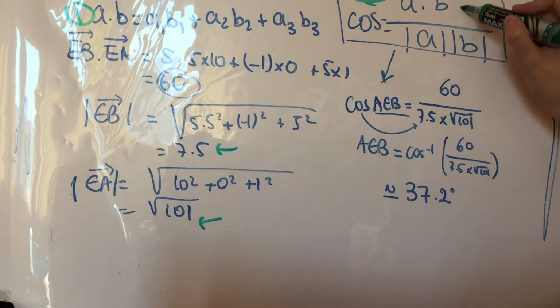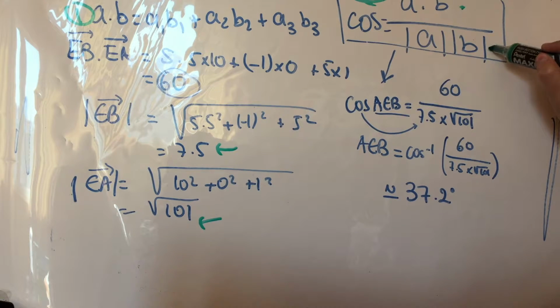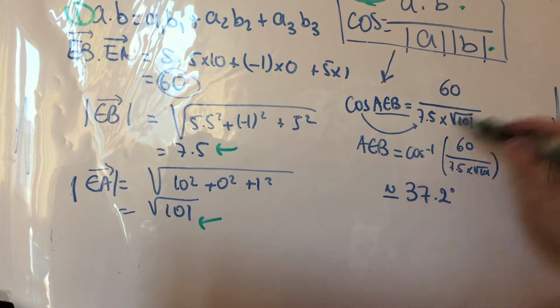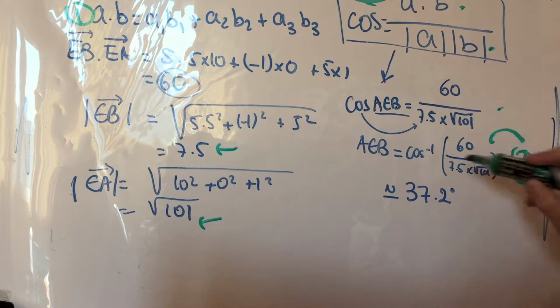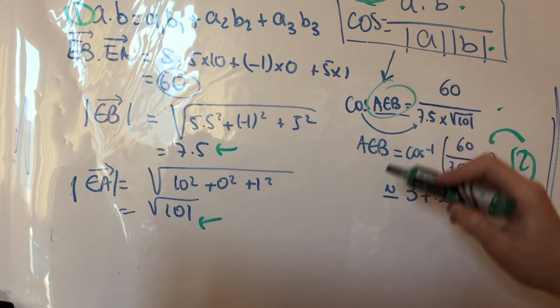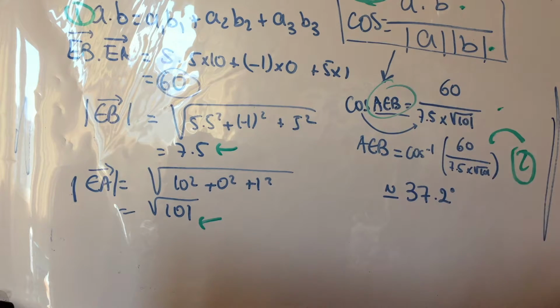So I calculated EA dot EB and the magnitudes of EA and EB. I used the answers I received here. And then in the second step over here, I want to find the angle AEB. So I put the cos on the other side to get my final answer, which is 37.2.